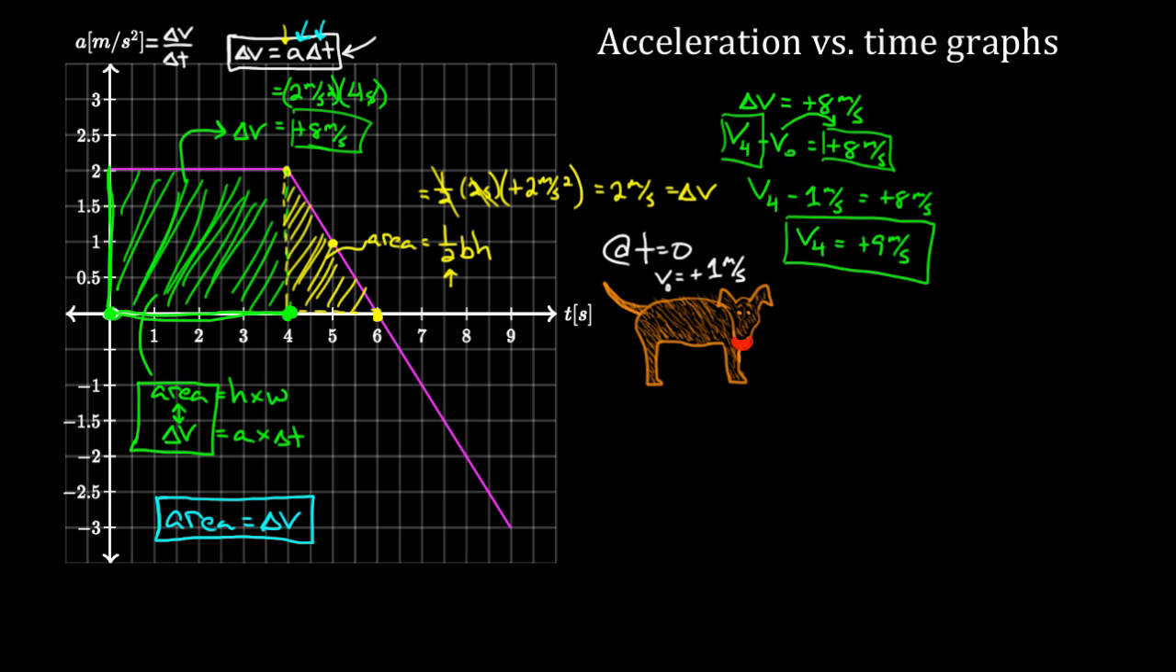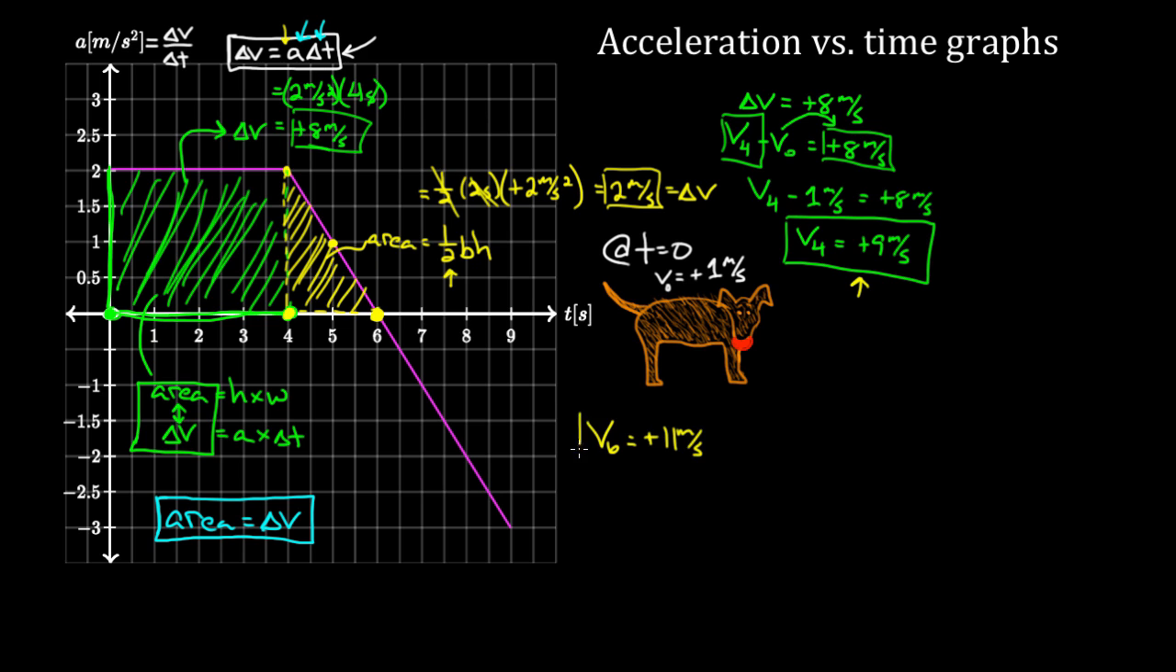For instance, if that didn't make sense, if we want to find the velocity at 6, well, we can just say we started at t equals 4 seconds with a velocity of positive 9. We started here with positive 9. Our change was positive 2. So we're going to end with positive 11 meters per second.